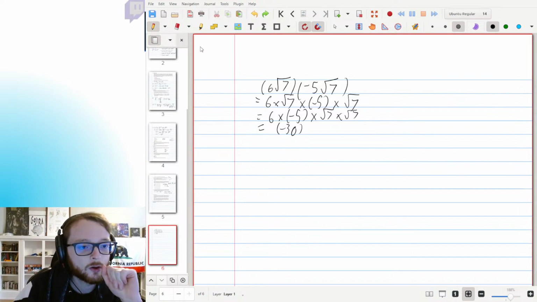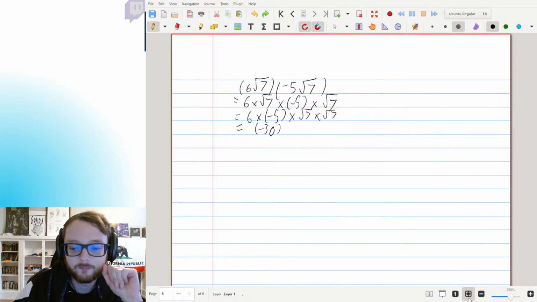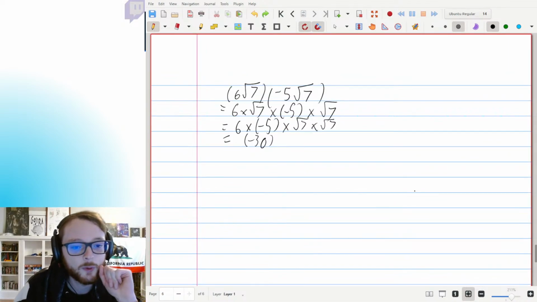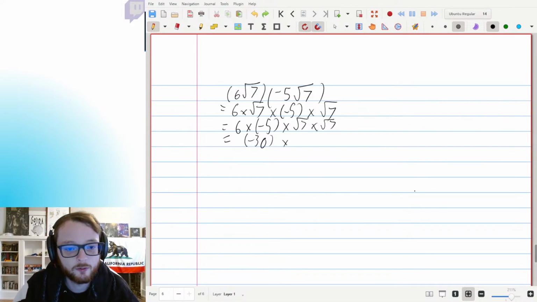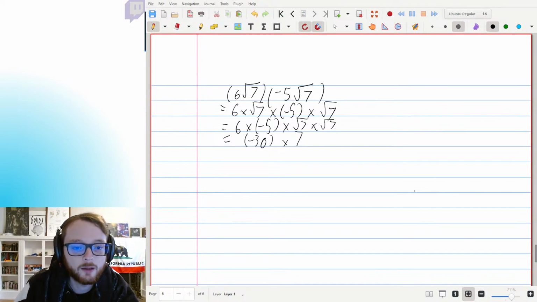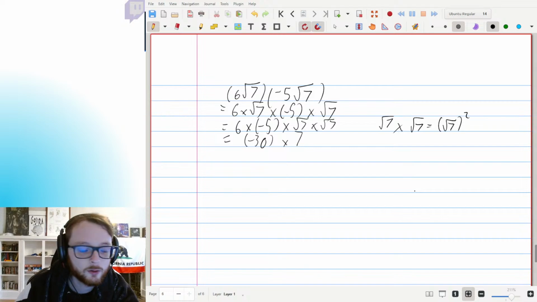There are two ways you could think about this. If you have a square root times the square root of the same thing, you just get whatever is inside the square root out. So root 7 times root 7 is just 7. Root 7 times root 7 is the same thing as root 7 squared, and squares and square roots undo each other.